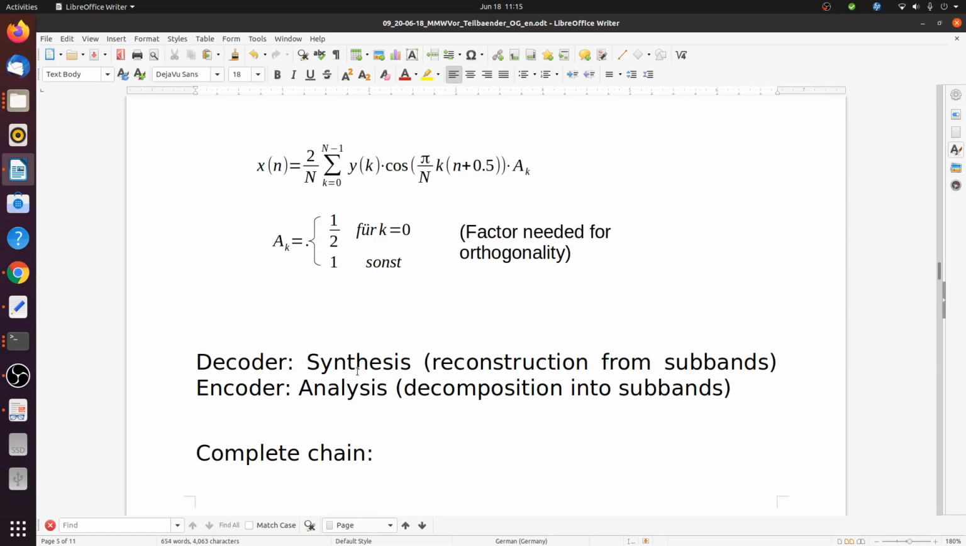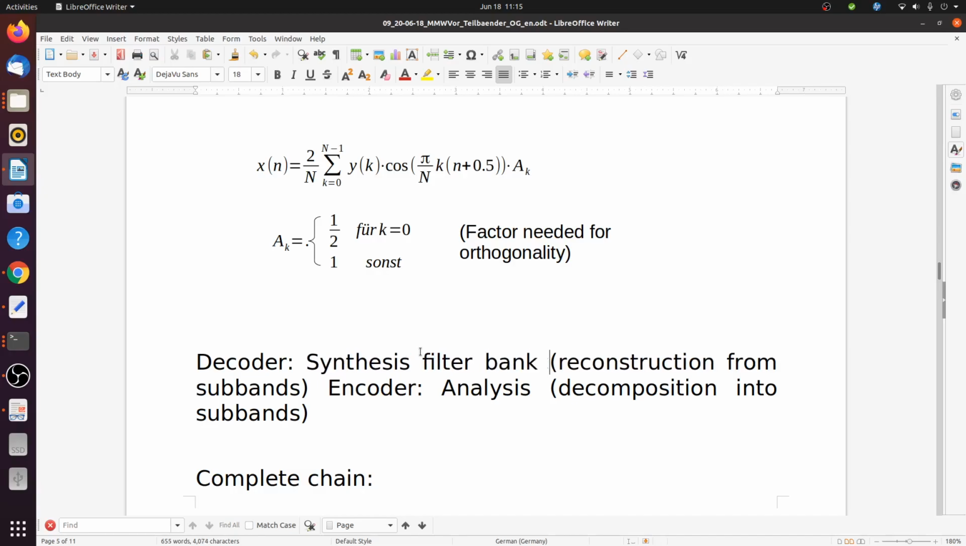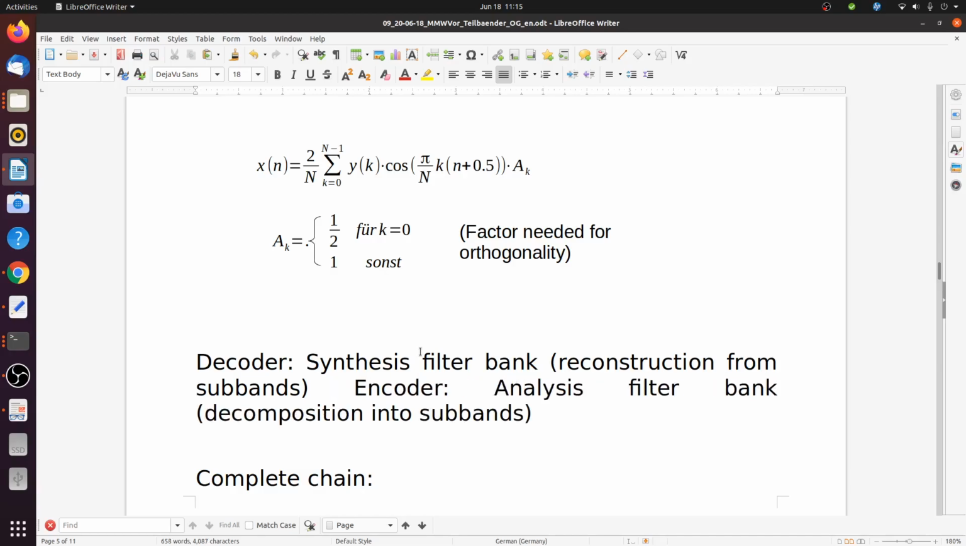So that means we now have a decoder, the synthesis filter bank, which reconstructs from the subbands, and we have an encoder, which is the analysis filter bank, which does the decomposition into subbands. So maybe I should call this filter bank. And here we have the analysis filter bank.